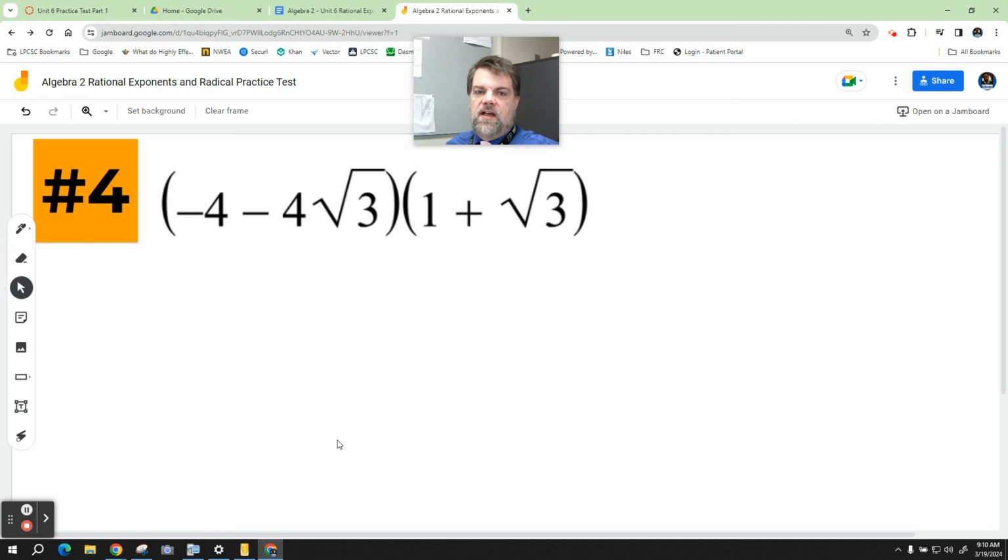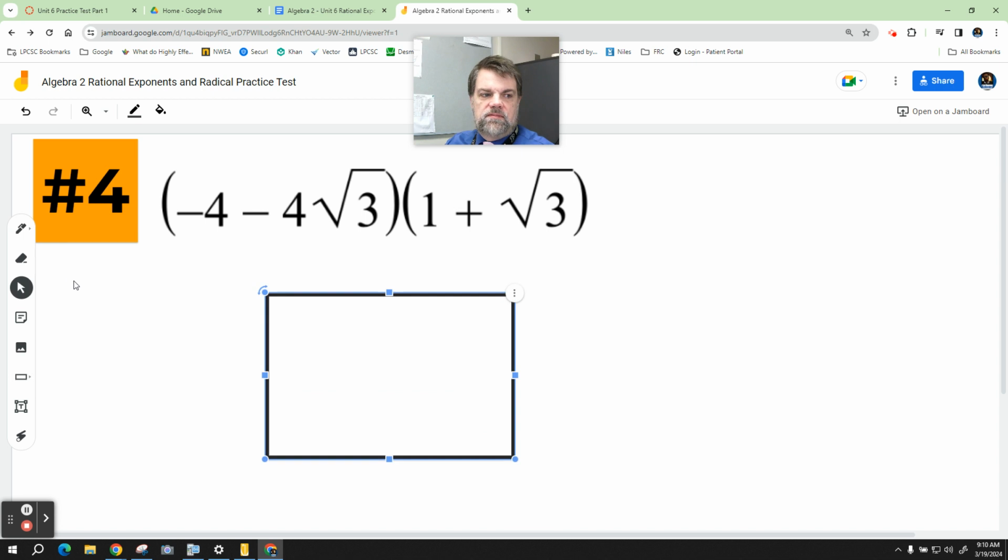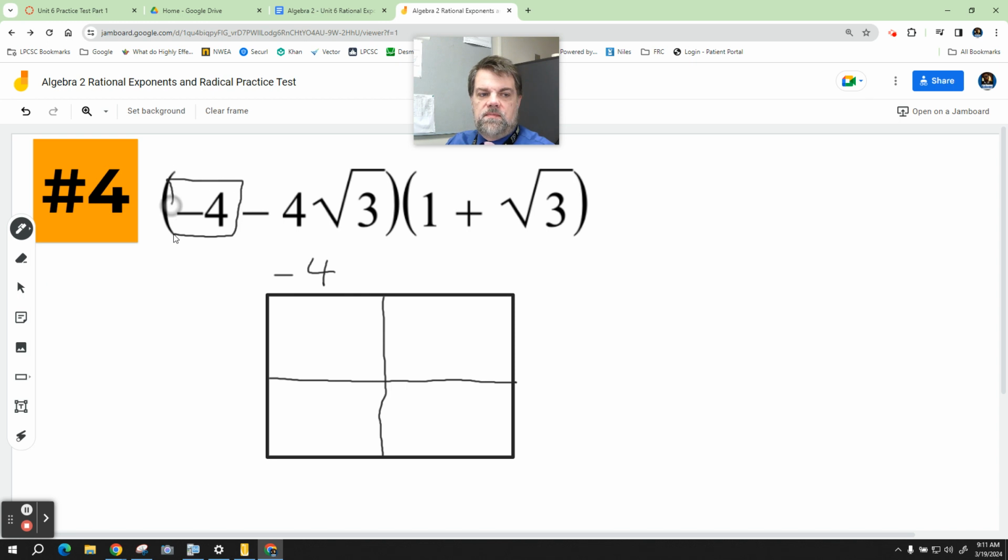So for this one, remember this is like multiplying binomials. So we're just going to take our grid and we're going to multiply those across like FOIL, right? So I'm going to put -4 here, and you got to treat it like this is a term, and then you got to treat this whole thing like it's a term.